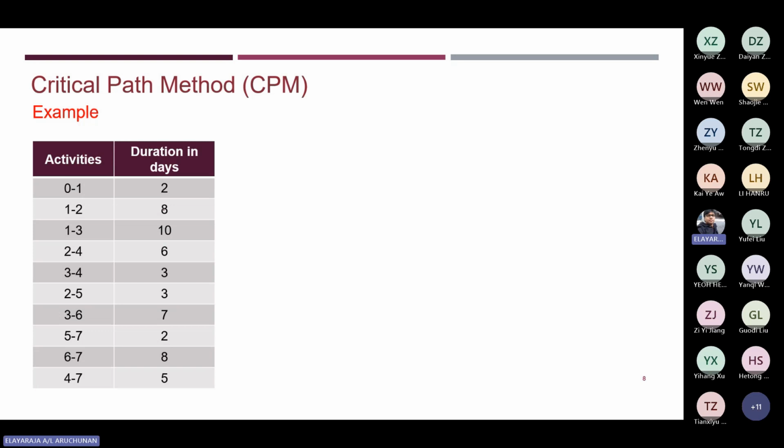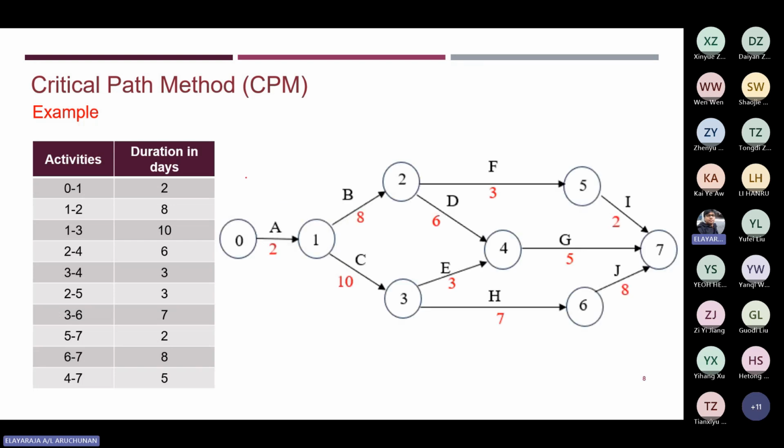Now, the first thing you need to do is develop the network, the network model, for the given data in the table. In order to draw this, from 0 to 1, 2 days will be consumed by the activity to run from node 0 to node 1. So it will take 2 days. We can assume that this is activity A. So activity A is between 0 and 1.